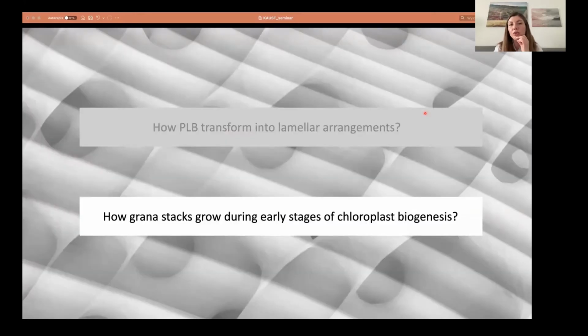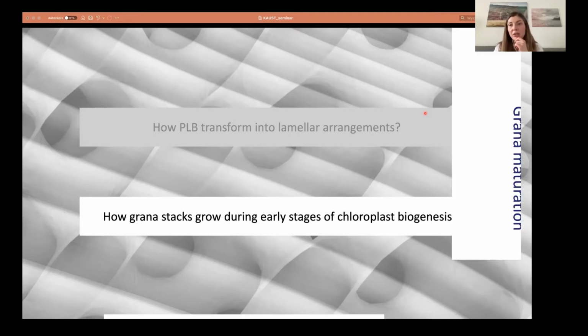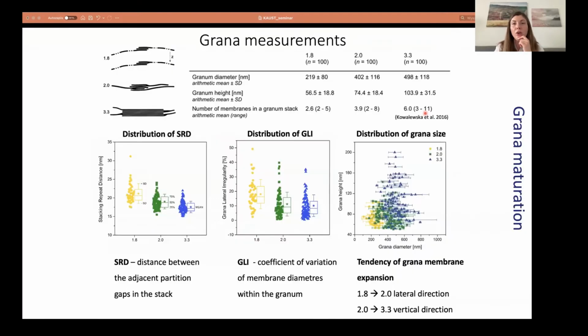So we also wanted to know how those grana stacks that we observed grow during these early stages of chloroplast biogenesis, because we know that in fully developed chloroplasts, the grana are much larger than those first initial steps that we were tracking. So we measured several different grana parameters, like diameter, height, and number of membranes in the granum stack. And we observed changes during time.